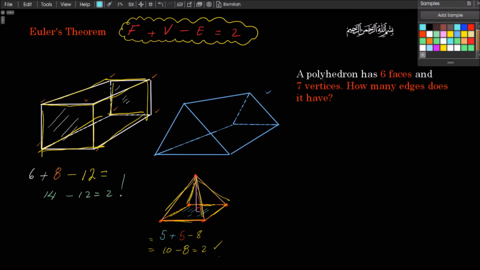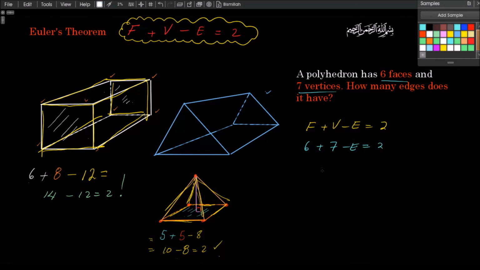So to finish off, I like to do this question. This question says a polyhedron has 6 faces and 7 vertices. How many edges does it have? Well, we know that the number of faces plus vertices minus the number of edges must equal 2. And we are given here that there are 6 faces and there are 7 vertices. And we can substitute that in our equation.